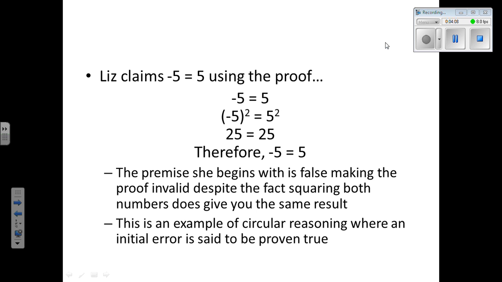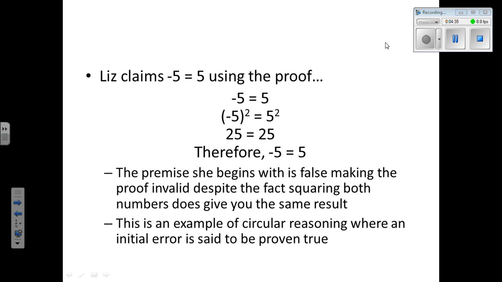Let's try this one. Liz claims that minus 5 equals 5 using the proof: minus 5 equals 5, minus 5 squared equals 5 squared, so 25 equals 25. The premise she begins with is false, making the proof invalid despite the fact that squaring both numbers does produce the same result. This is an example of circular reasoning where an initial error is said to be proven true.